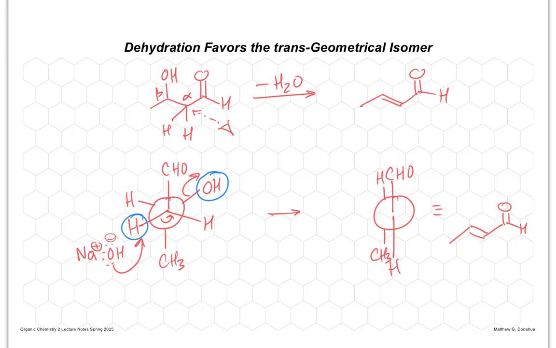So I said the two H's were different. If we rotated this other H to put it anti to the OH, we could see what happens. So I'll sort of box this area off. I'm going to do a rotation now.